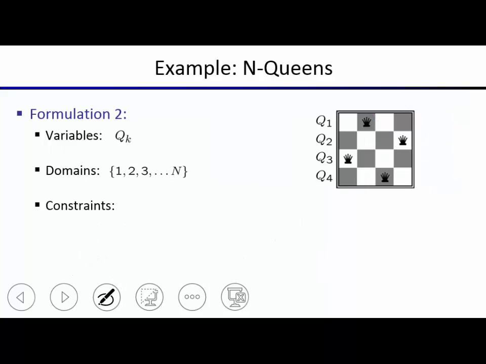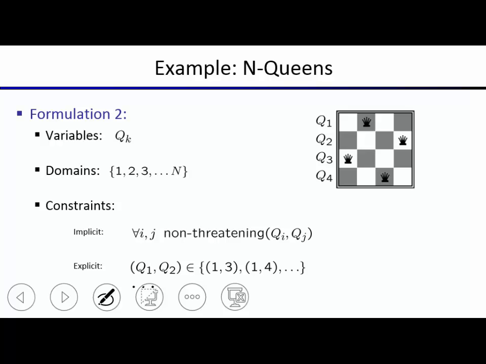You have one variable per row, so a lot less variables, and that variable takes on a value saying which spot in that row is occupied by the queen for that row. Okay. And now the constraints, in the implicit way, you have some function that says they're not threatening each other. In the explicit way, you explicitly say, well, these pairs of values are compatible for assignments to row 1 and row 2, and so forth. Now we don't need the sum constraint anymore because we're already saying that each row will get a queen assigned to it, so already we'll automatically be assigning n queens in this problem.